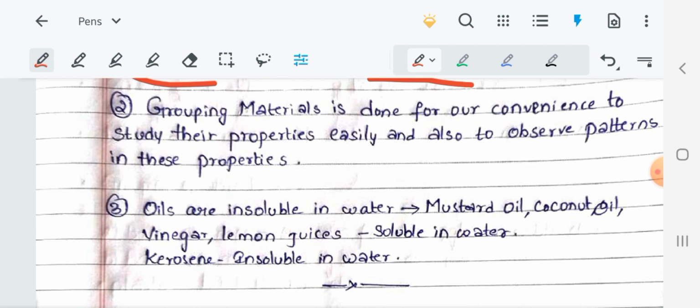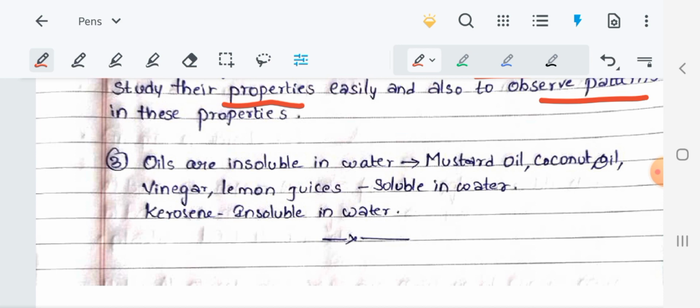Now, talking about the importance of grouping, as we revise this: grouping is done for our convenience to study. We can study the properties easily if the materials are grouped, and we can also observe the patterns in these properties when similar objects are grouped together.